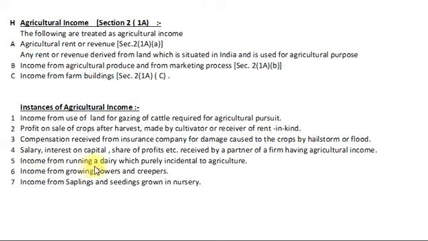Income from running a dairy which is purely incidental to agriculture. Here, dairy farming is also an agricultural income. Income from growing flowers and creepers is agricultural income, and so is income from saplings and seedlings grown in a nursery. So these are a few examples to understand the concept of agricultural income. There may be other examples of agricultural income.